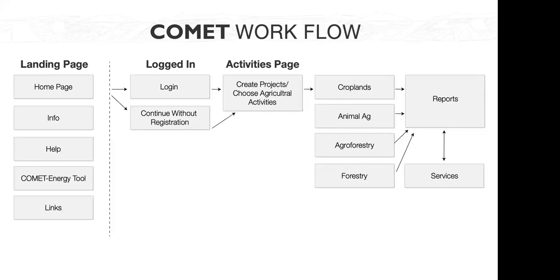Again, Keith went through this. There was a subsequent slide that showed the workflow with some screenshots. Here's how the workflow is on a per page basis. We've got the landing page, which has a few different links and static pages with information. We also have a COMET energy tool. I don't have a screenshot of that, but it's really just a quick table where it kind of looks like COMET-Planner. You can enter in your fuel usage and get out a simple table and a report on the greenhouse gas emissions associated with that fuel usage. But you don't have to be logged in or interface with COMET. So you can more or less get to that tool directly from the home page.